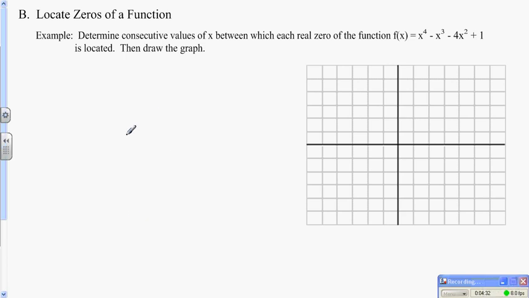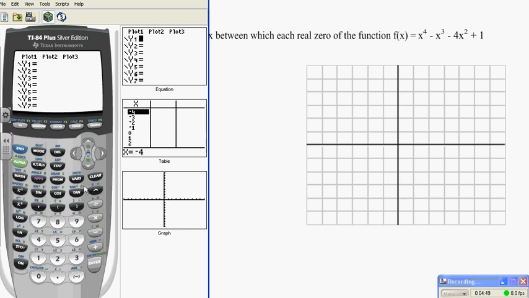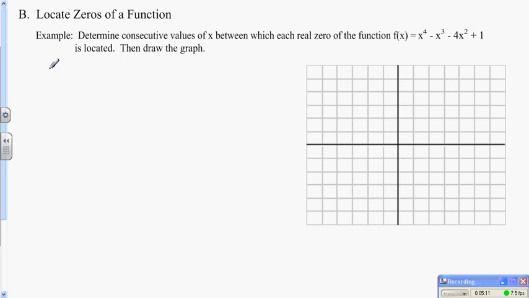Next one, determine consecutive values of x between which each real zero of the function is located. Then draw the graph. Now again, if we use our calculator, we plug that in. We have x to the fourth minus x cubed minus 4x squared plus 1. Now again, before I graph this, let's just write down what we know.